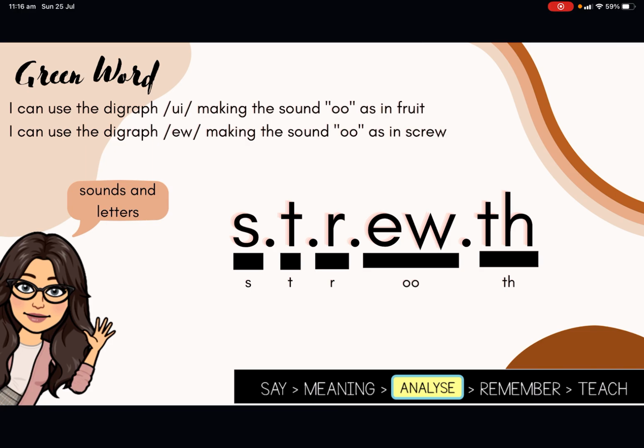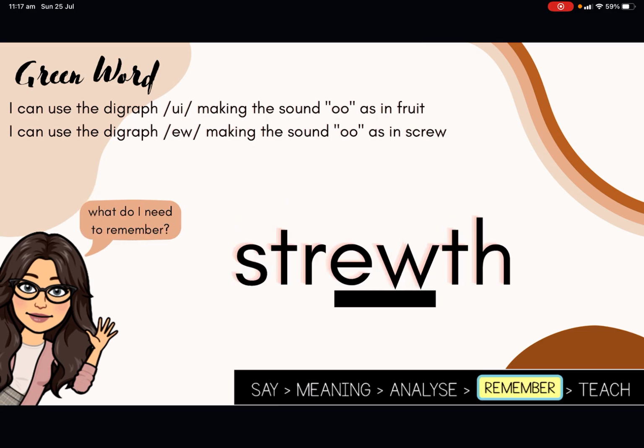So when you go to spell this word, if you can get the first three sounds correct, so the s-t-r, which is STR, then you just have to remember the EW digraph is making that oo sound, and we all should know the digraph TH makes the th sound. So STR, EW, TH. Struth.